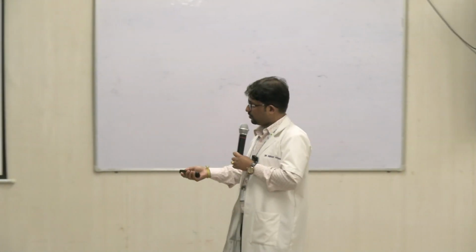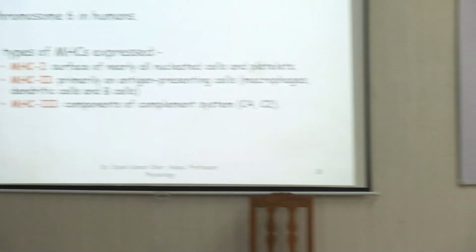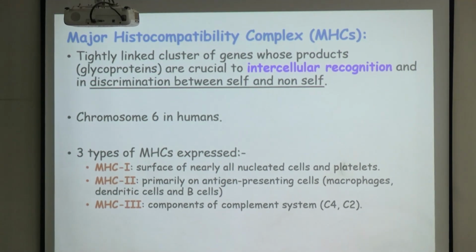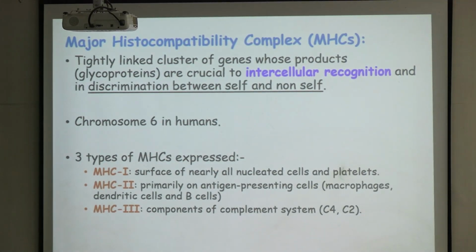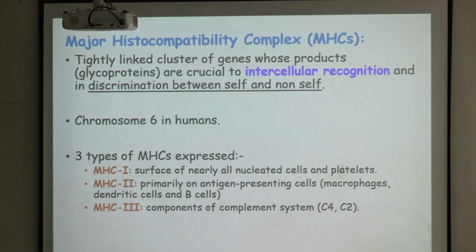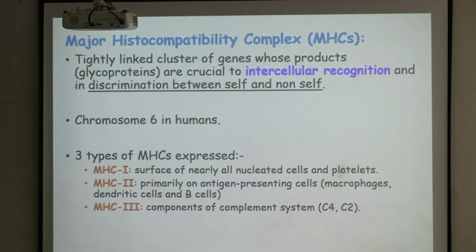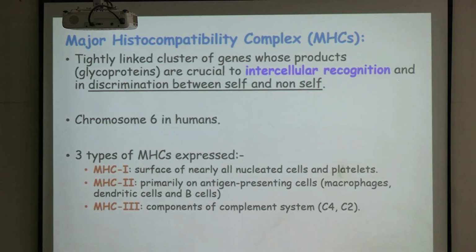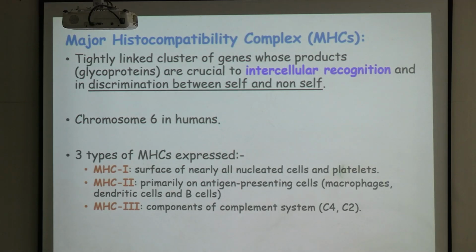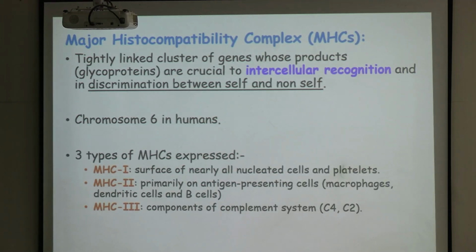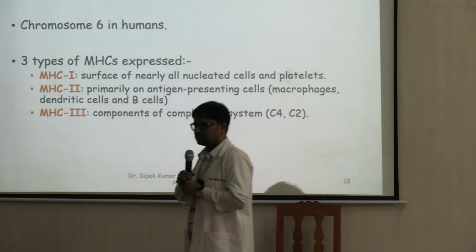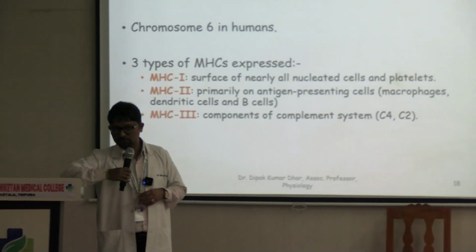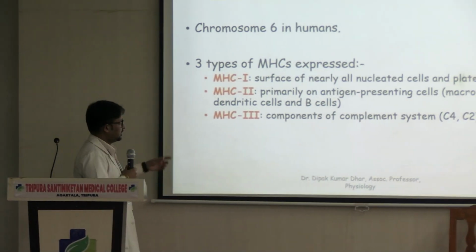Now there are three forms of MHC that we know, which are expressed. MHC1 is expressed on the surface of all nucleated cells and platelets, right? So will an RBC have MHC1? Will it have? A mature RBC does not have a nucleus, right?